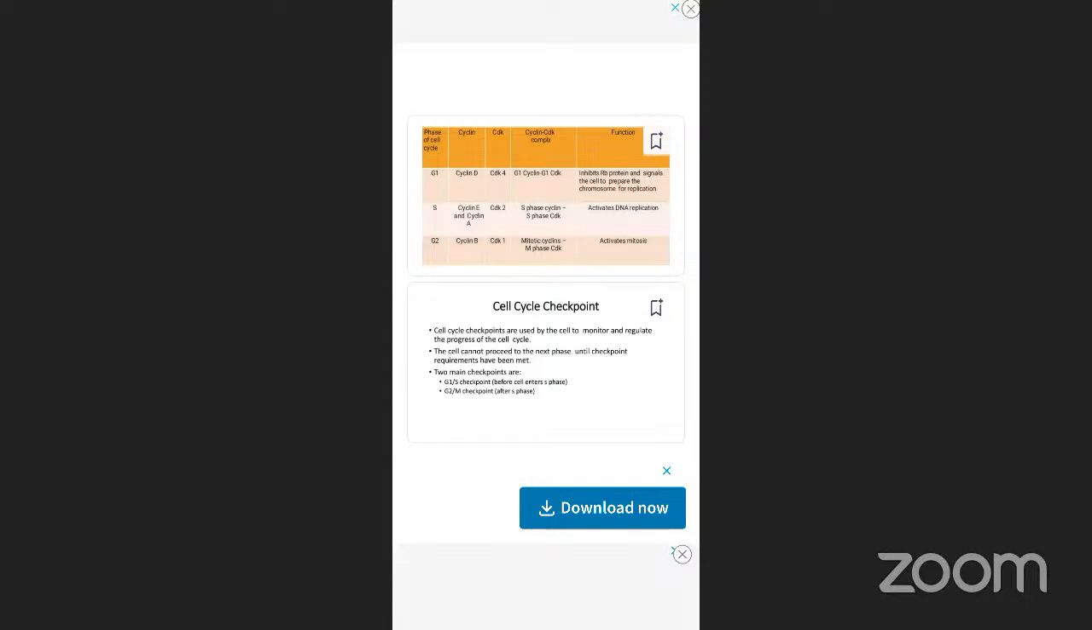What are the functions of the CDK and cyclin proteins? Mainly in G1 phase, they inhibit the RB protein and signal the cells to prepare the chromosomes for replication. In S phase, they activate DNA replication, which is mainly important for DNA synthesis. In G2 phase, they activate mitosis.